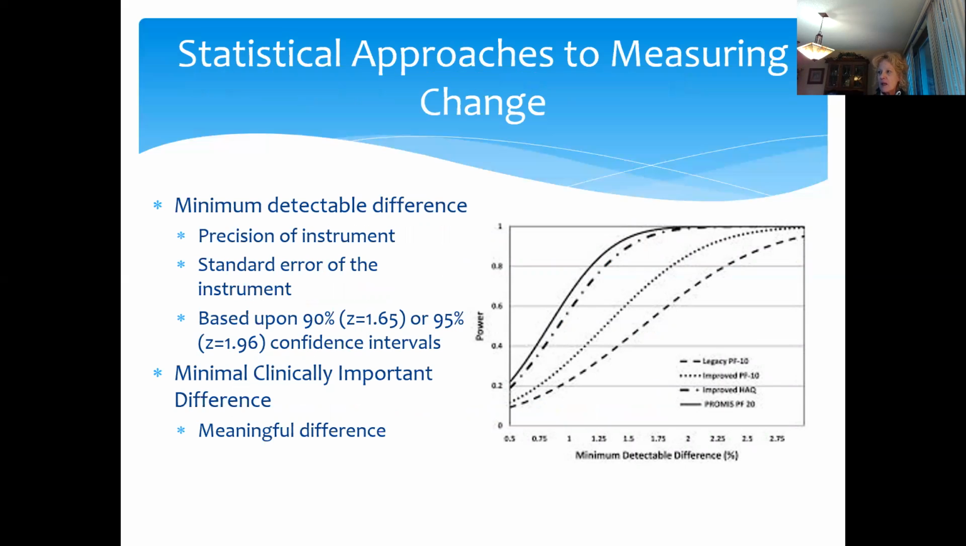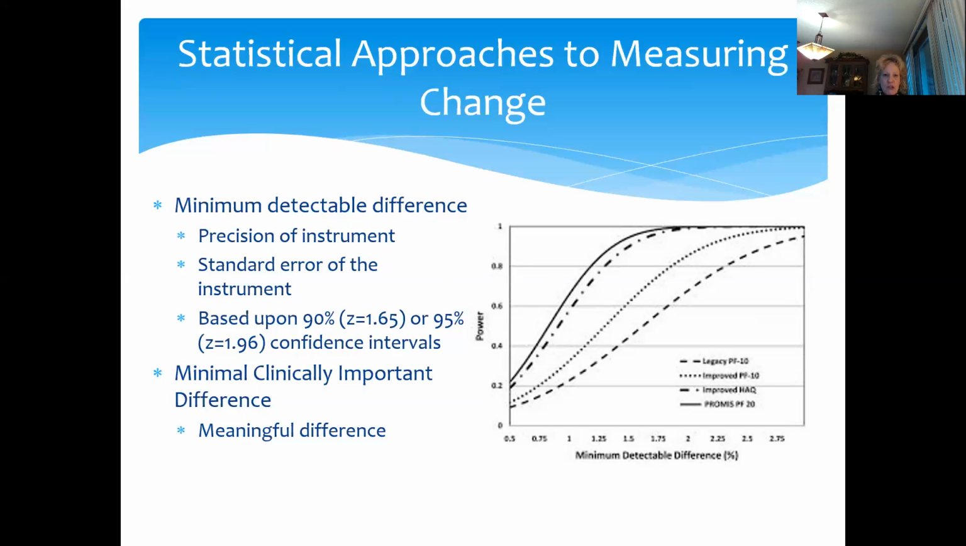So another thing we want to just touch on briefly here are the statistical approaches to measuring change. And there's a variety of different terms that you'll see when you're reading your articles and critiquing them. And I want you just to be clear on what the difference is. So minimum detectable difference is the ability to pick up a change. And it depends on the precision of the instrument and the standard error of the instrument. And it's really based on statistics.